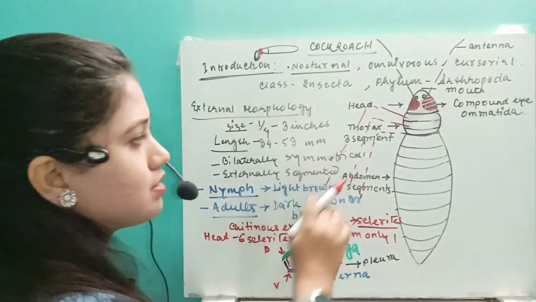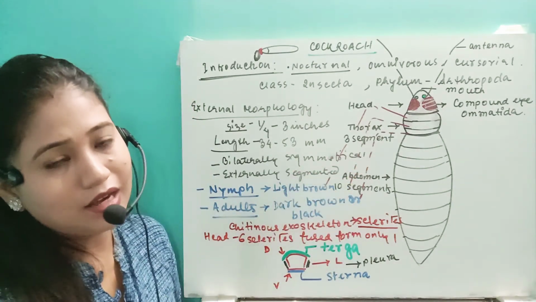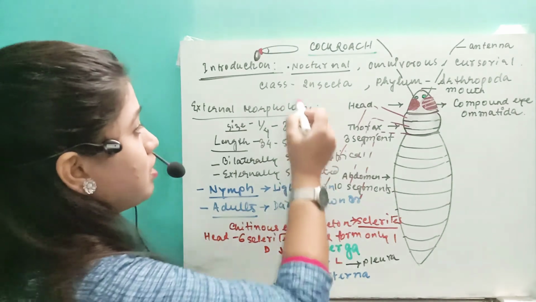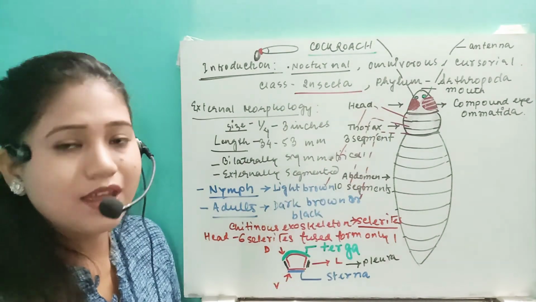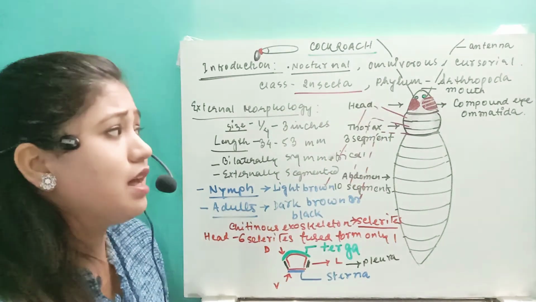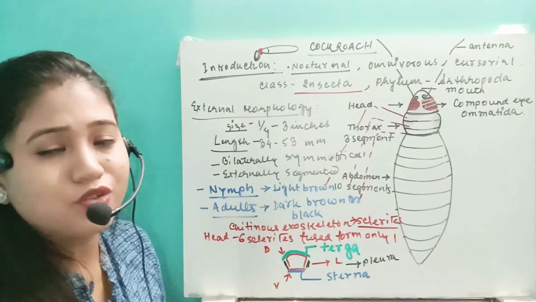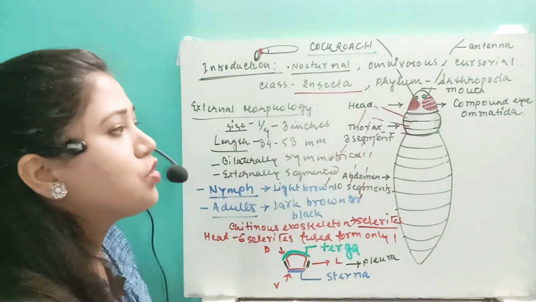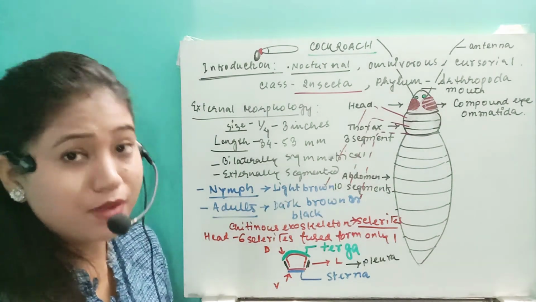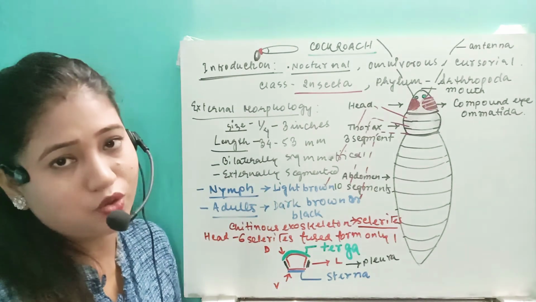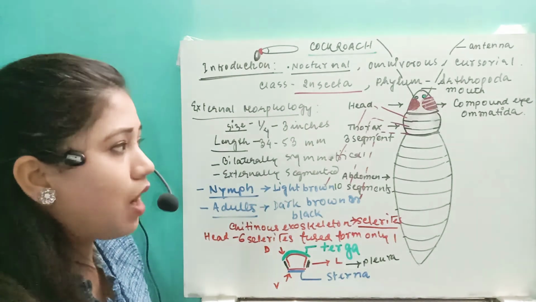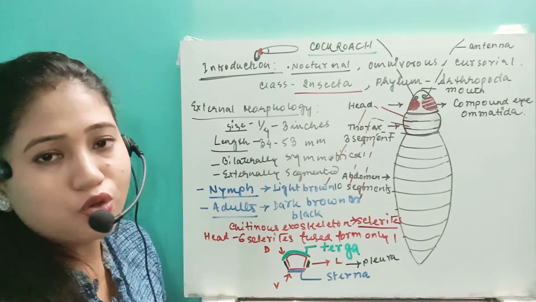So first of all, these are the legs. So how many legs are there? 3 pairs of legs. Remember, this is the characteristic of insects. In case of the insects, they are going to have 3 pairs of legs. Remember that. So they have prothoracic leg, mesothoracic leg and metathoracic leg. Now the next one, that is in the thorax region.